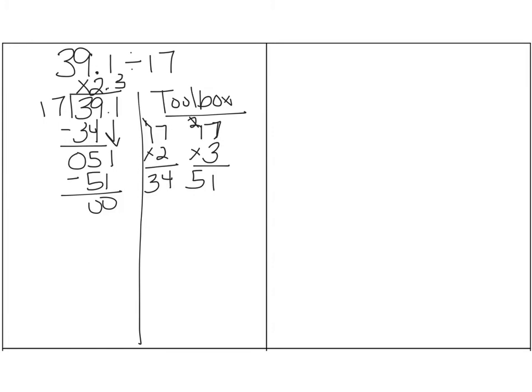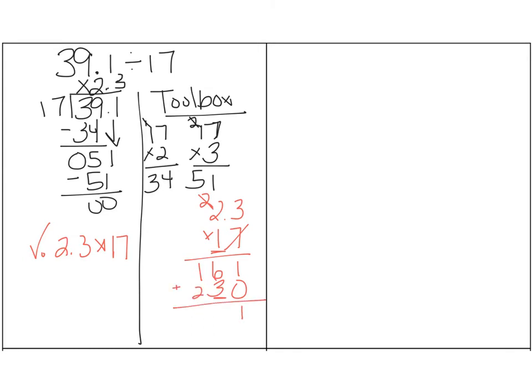Now we're going to check our work just like we normally would. I'm going to start with 2 and 3/10 times 17. So I'm going to go to my toolbox. 2 and 3/10 times 17. 7 times 3 is 21. 7 times 2 is 14. 160, because I'm done with the ones. I'm starting in the tens. 1 times 3 is 3, 1 times 2 is 2, and now I add: 1, 9, 3. The decimal only has 1 digit after it, so there's my decimal.